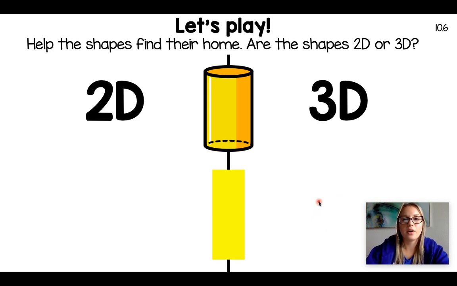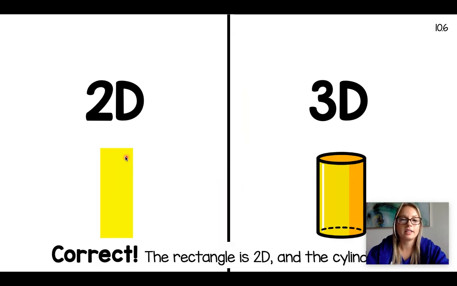Help the shapes find their home. Are they two-dimensional or three-dimensional? Here's our shape here. We call it a cylinder. And this shape here is a rectangle. Where do they go? Correct. The rectangle is two-dimensional. It's flat, right? I could not pick up a rectangle off of a drawing, right? But I could pick up and hold this cylinder, right? So a rectangle is 2D and a cylinder is 3D.